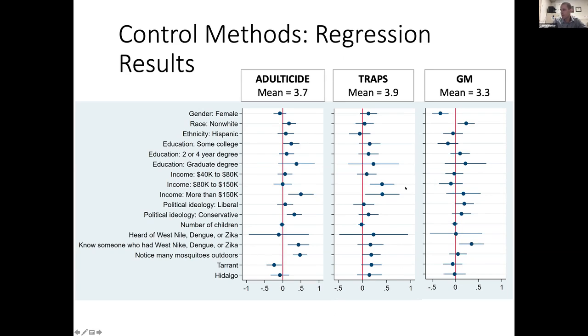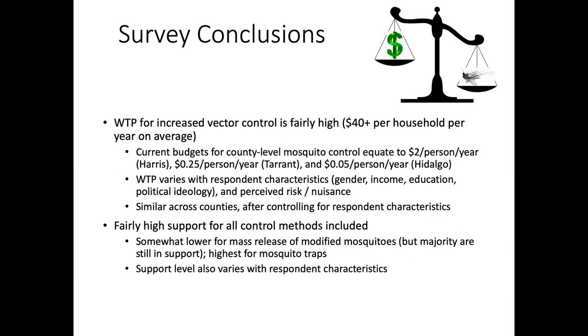And again, people with higher income supported these approaches a little bit more. And one thing that came out in both the willingness to pay and this one is that when people knew someone that had West Nile or dengue or Zika, they generally were more supportive of either paying or the control approach. Gabe, you're at the end of your time. Okay. So these are the conclusions of that human survey.